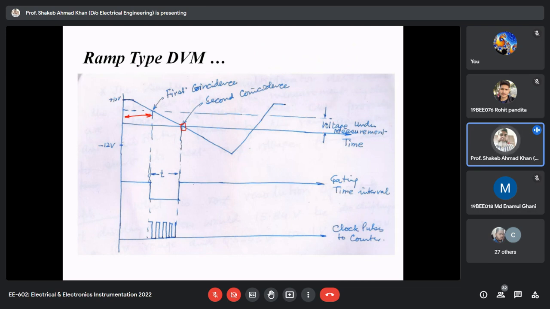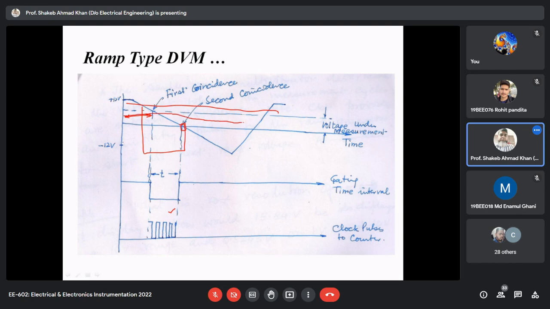So obviously you see, this is the gating time. This T is the gating time for which your gate is open, and your oscillator signal, which is basically the clock oscillator, sends clock pulses to the counter. If your unknown signal is more, like here, obviously your gating time will be more. This will be your gating time.